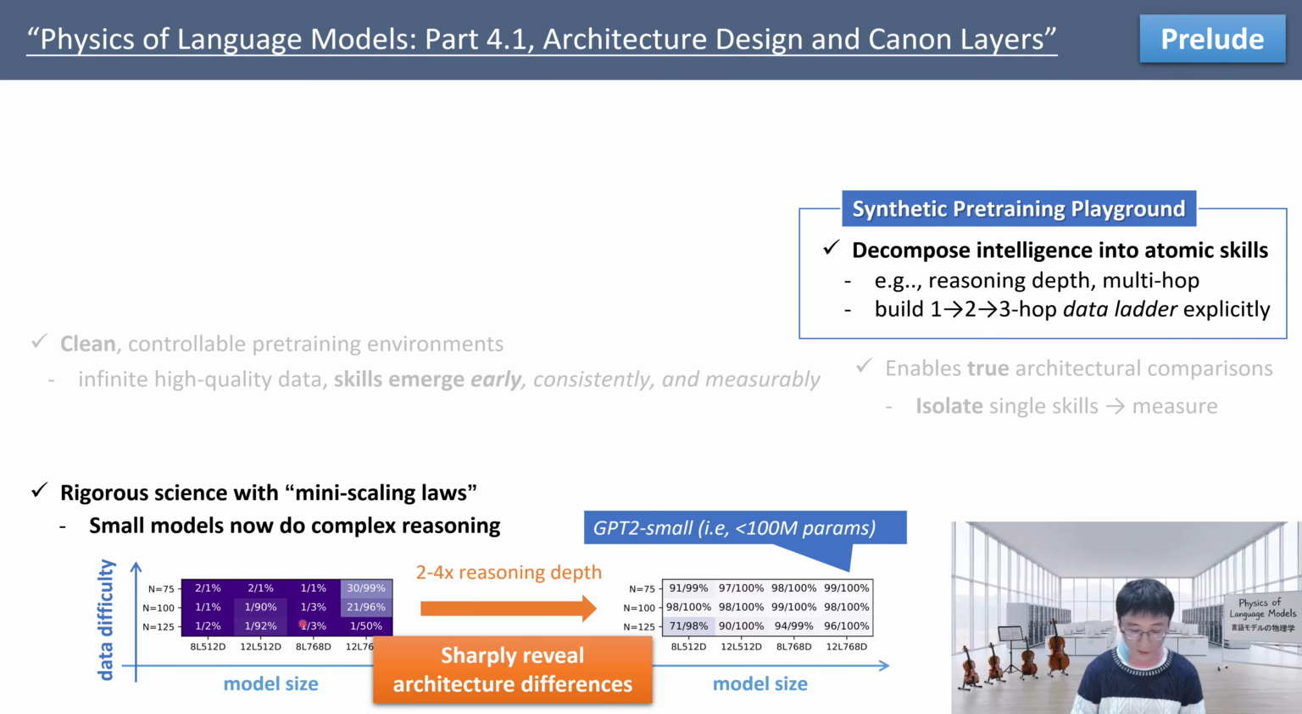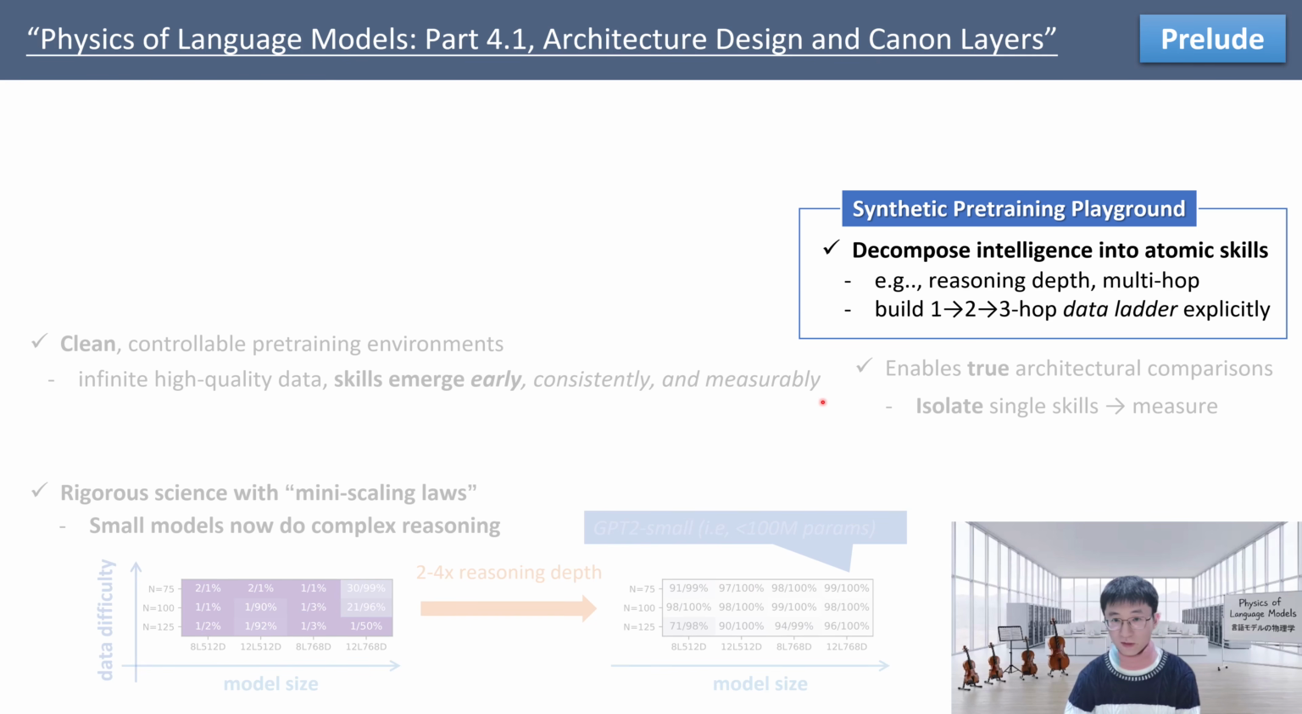The real reason you can do this is because you're not studying the entire intelligence as a whole, but you're decomposing it into atomic skills. For each one of them, you have the cleanest data, infinitely many data, and all you are left to do is to discover, suppose I only care about this particular skill, which model architecture design is better. So it allows you to do this very, very cleanly at a very, very small scale. This is the synthetic pretraining playground that I'm going to advocate today. And for the rest of the talk, let's see how I'm going to build such a synthetic pretraining playground.